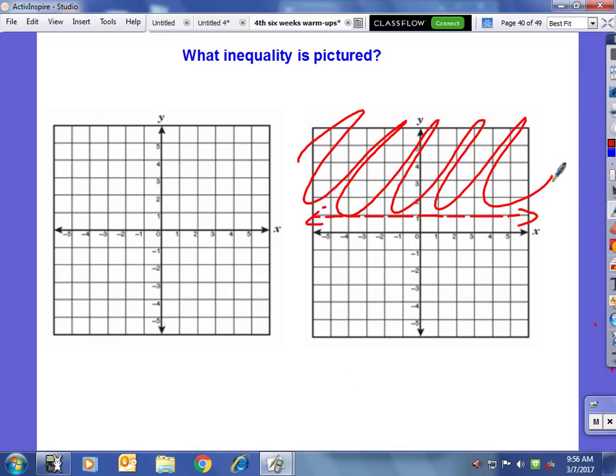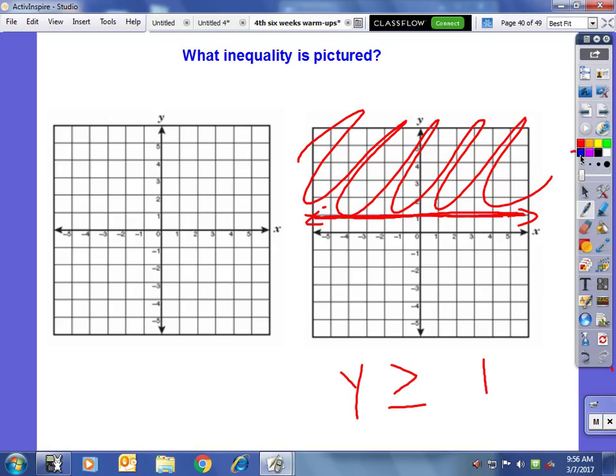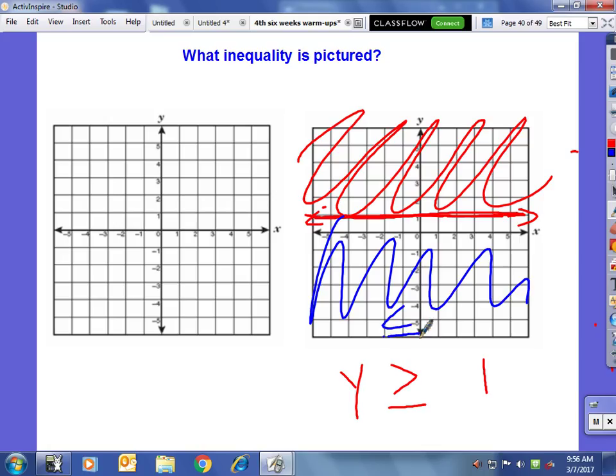This is above. So here we would say y is greater than 1. All the y values in that section are greater than 1. Every single point in that section has a y value greater than 1. What if this had been solid? Y is greater than or equal to 1. What if it had been shaded under instead of above? That would have been less than or equal to.